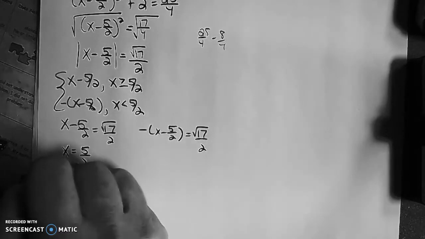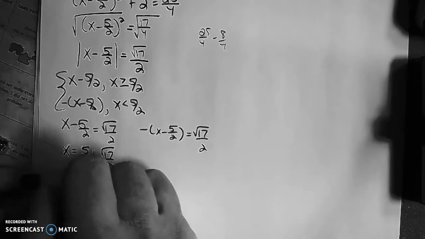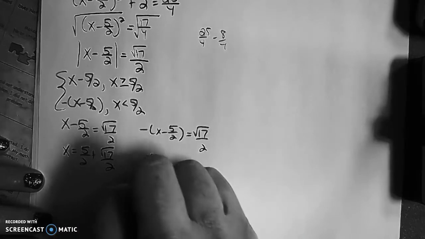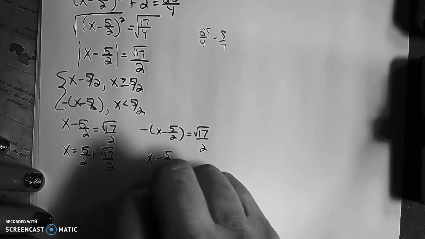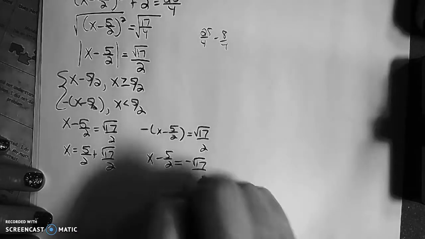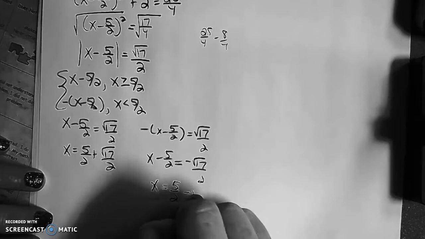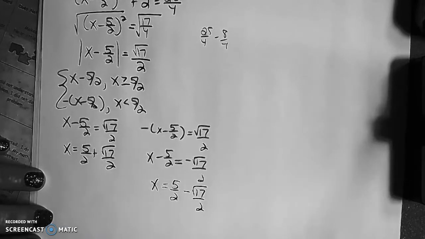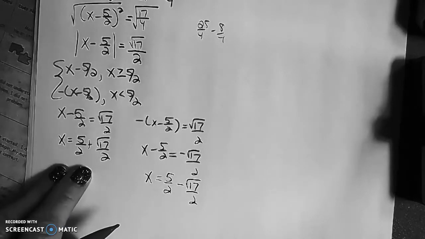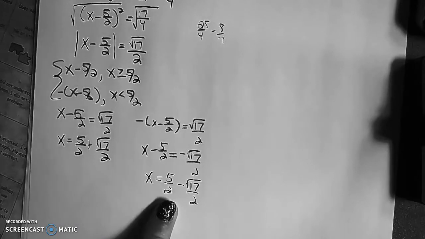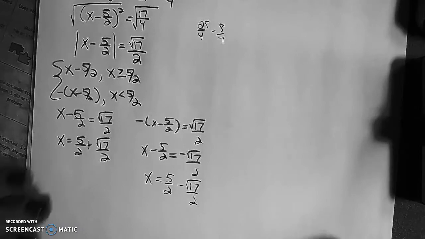X equals 5 over 2 plus root 17 over 2. I'm going to divide by a negative. And then add. So notice my solutions. 5 halves plus root 17 over 2. 5 halves minus root 17 over 2. Those are conjugates of each other.